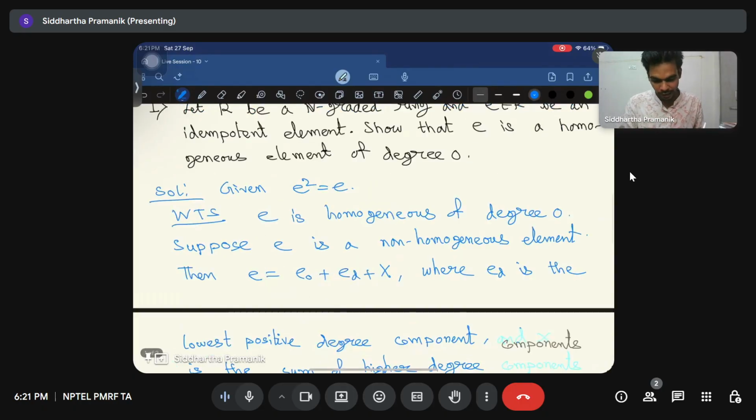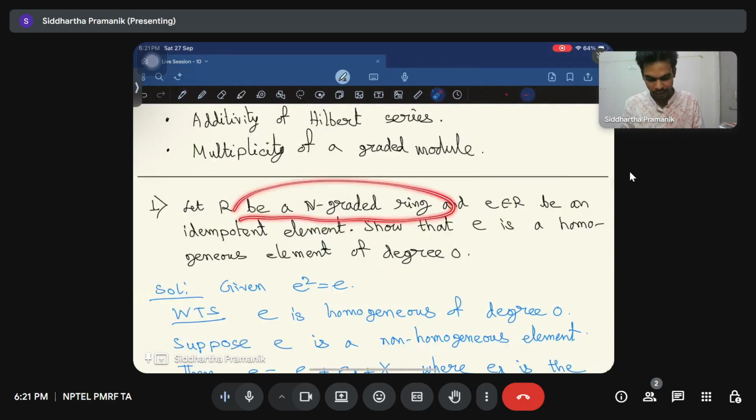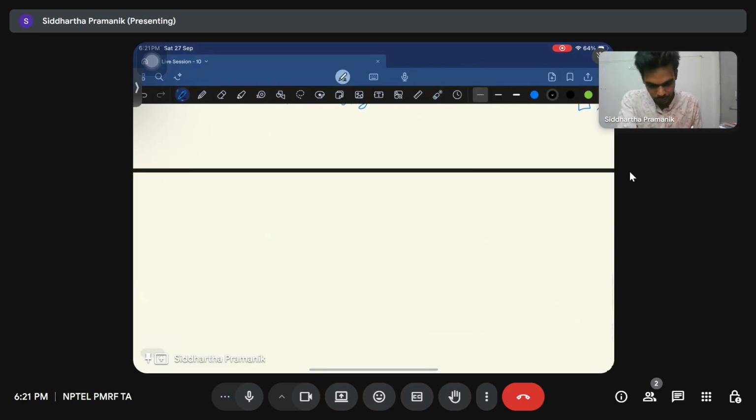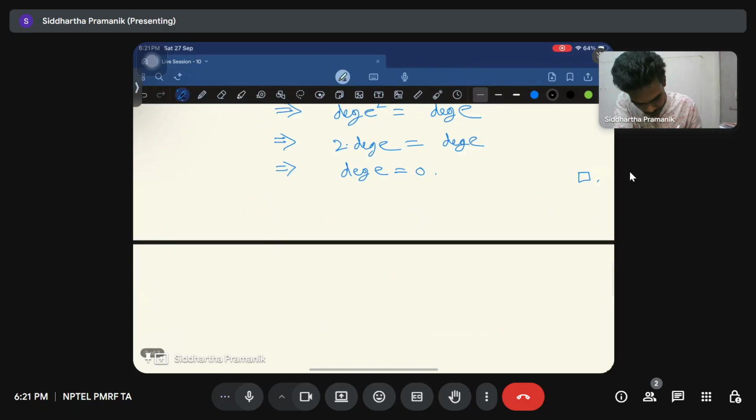So in an N-graded ring, if we take an idempotent element, then that element has to be homogeneous and its degree has to be 0. So in particular, okay, I will put that as a remark here itself.